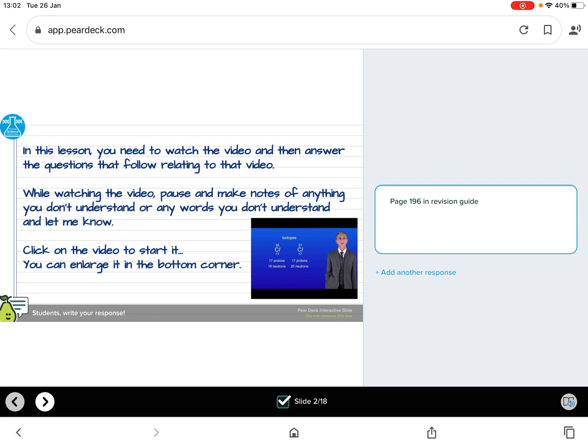Isotopes are atoms of elements with different numbers of neutrons. Atoms of an element always have the same number of protons. The protons determine the element. Ions are atoms that have an overall charge because they have gained or lost electrons. Positive ions have lost an electron, and negative ions have gained electrons.